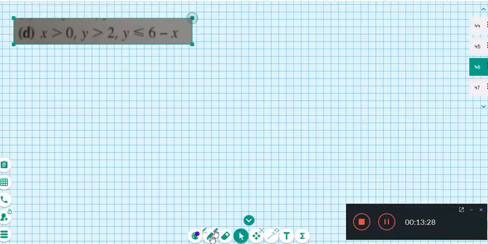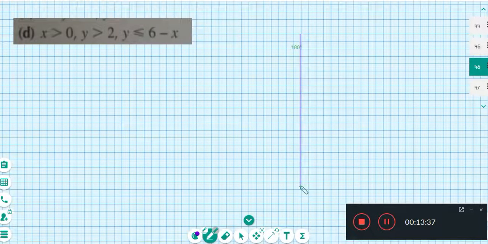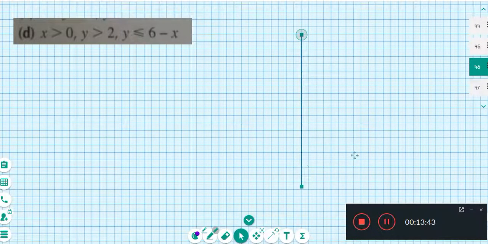So the line equation will become y equal to 2. So the y equal to 2 line will be parallel to the x-axis, and it passes through 2 on the y-axis. Again it doesn't have an equal sign, just greater than. So it means we have to draw with red color, a dotted line. This is y greater than 2.